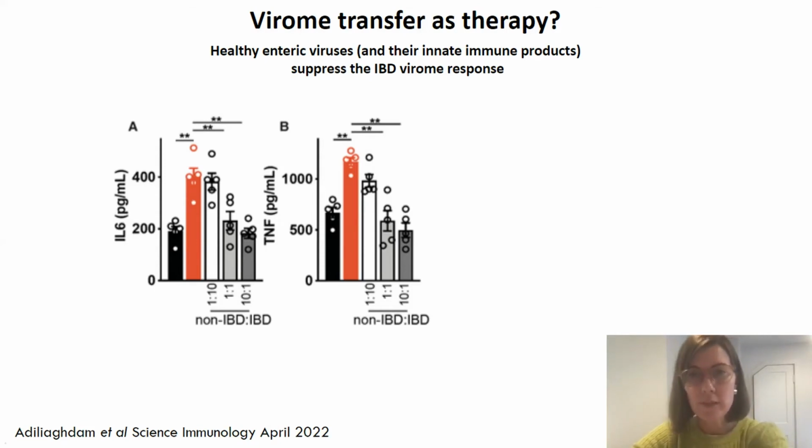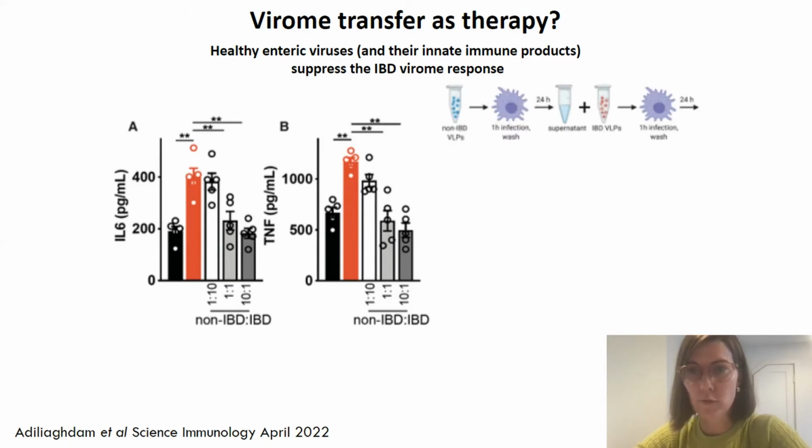This is just in vitro, but in human macrophages, in red, we could see that the IBD virome triggered substantial interleukin-6. As we increased the amount of healthy viruses on top of that, the healthy viruses not only on their own could trigger anti-inflammatory responses, but actually could start to suppress the inflammatory response induced by IBD viromes. And we could see this as well with TNF.